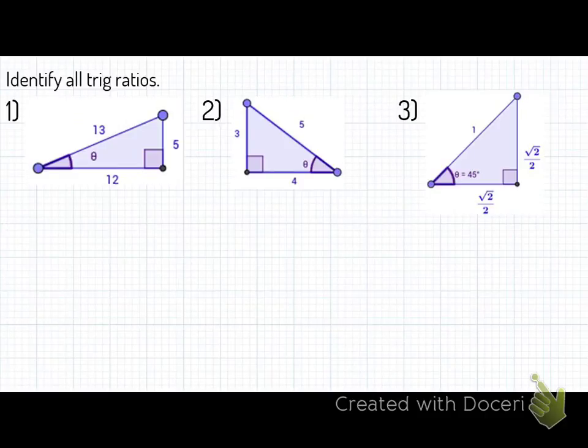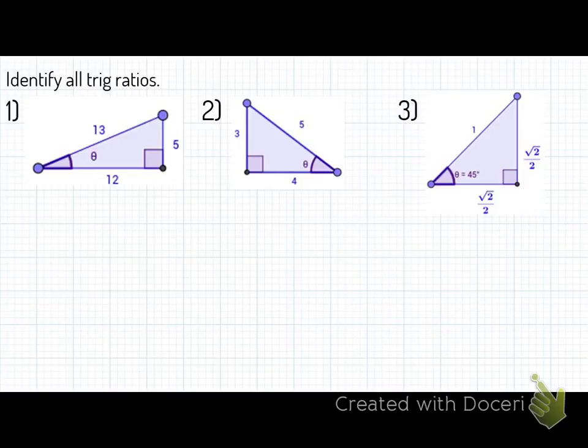So numbers 1, 2, and 3, you might say, oh, this could be hard. It's not going to be too difficult if you look at that each trig ratio will have its own fraction, okay? So we know what SOHCAHTOA is, and then we could easily find what the cosecant, secant, and cotangent are.